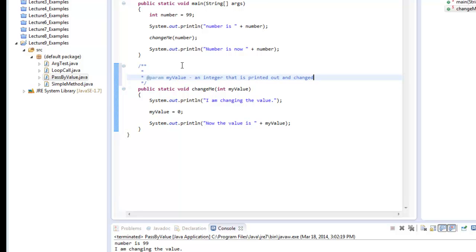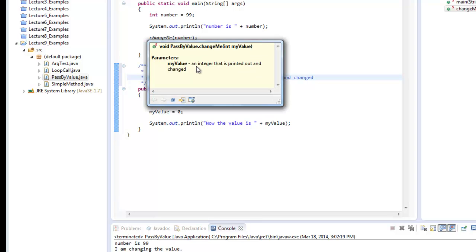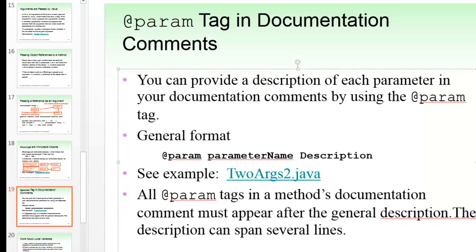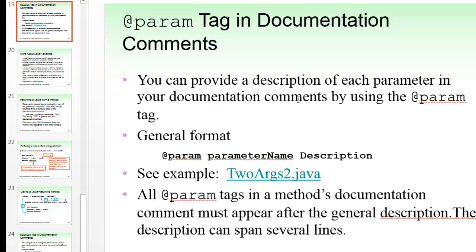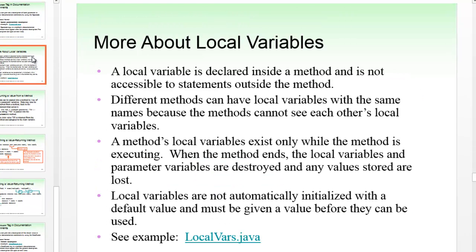Anytime you hover over changeMe, you'll notice that automatically I can see the result of the Java doc here: my value, an integer that is printed out and changed. So it's pretty useful. These Java docs allow you to make code more readable and also help with the general documentation, so that you can help other readers and other programmers know what you were doing if you give them code. This is how a lot of open source projects survive, because of good documentation.